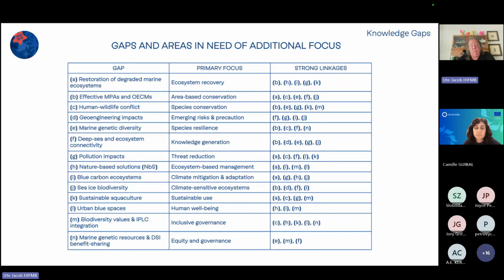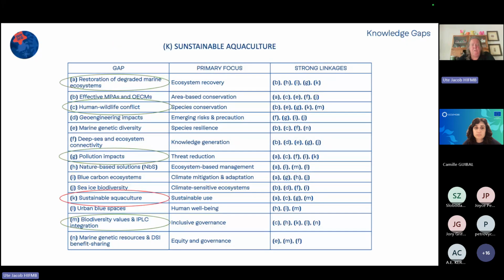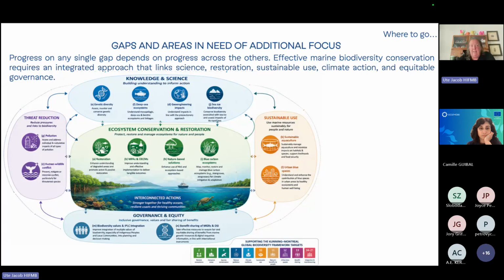So, for instance, to understand how these gaps are interlinked, here is an example for sustainable aquaculture. If we would just work to improve sustainable aquaculture, we really need to consider the restoration of degraded marine ecosystems, human-wildlife conflict, pollution impacts, biodiversity values, and IPLC integration. We cannot just view this alone. Same is, of course, true for the others. So you see these gaps are highly interlinked. What does it mean? Progress on any single gap depends on progress across others. Effective marine biodiversity conservation requires an integrated approach that links science, restoration, sustainable use, climate action, and equitable governance. So really to address these gaps and at the same time support the GBF targets.